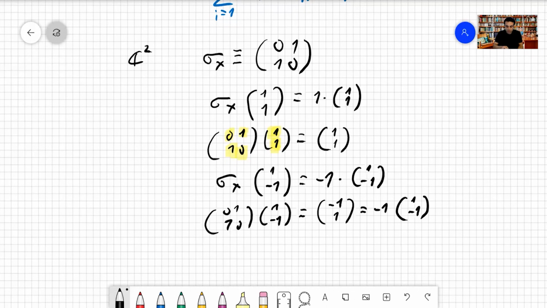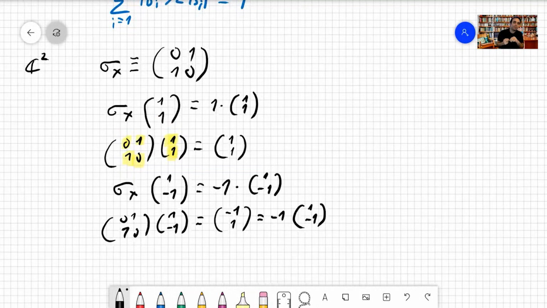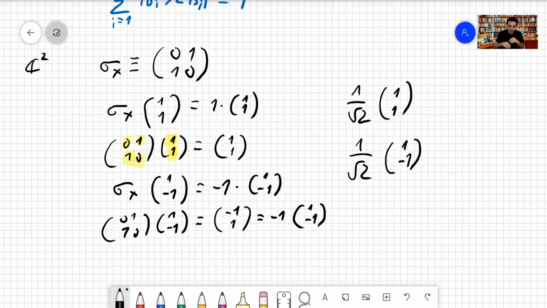Are these eigenvectors eigenstates? Good, so the answer is no. They are not eigenstates because states have to be normalized to 1. So how do you suggest that I make them into eigenstates? Good. So I multiply them by 1 over the norm, which is square root of 2. So now I have two vectors: 1 over square root of 2 times (1, 1), and 1 over square root of 2 times (1, -1). These are sometimes called the plus and minus states.